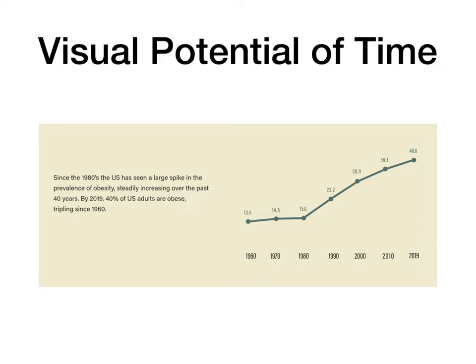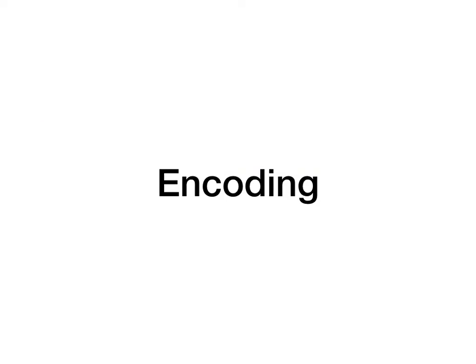The visual potential of time refers to the potential to communicate differences in time using different positions on a page. To exploit the potential of time, I created a line chart spanning from 1960 to 2019, detailing the percent of adults in the US that were obese in each year. For this chart, I moved chronologically from left to right, starting in 1960 and increasing by 10 years with each interval, all the way up to 2019.